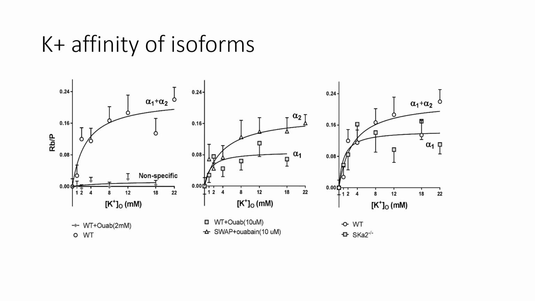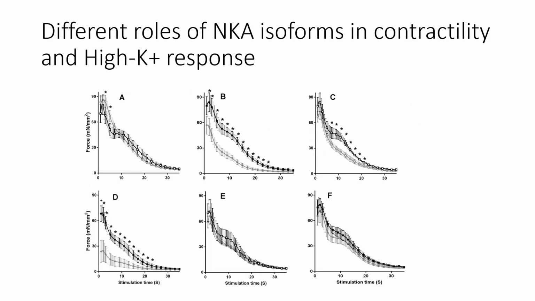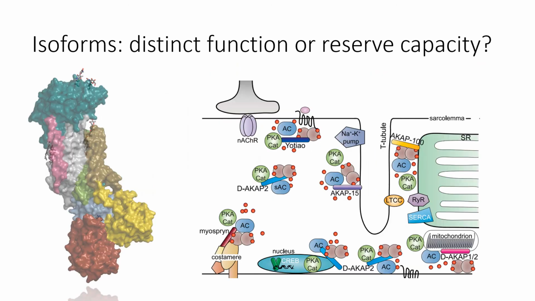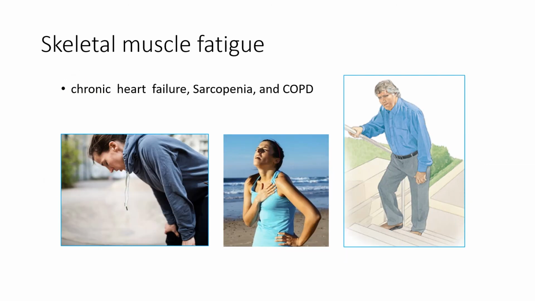But some of the results that I presented here, such as different potassium affinity, different roles of sodium pump isoforms in contractility and high potassium resistance, and also isoform specificity of adrenergic stimulation between alpha-1 and alpha-2, may imply that some isoforms, like sodium pump alpha-2 isoform, evolved for distinct functions and are not just a reserve capacity for stress conditions.